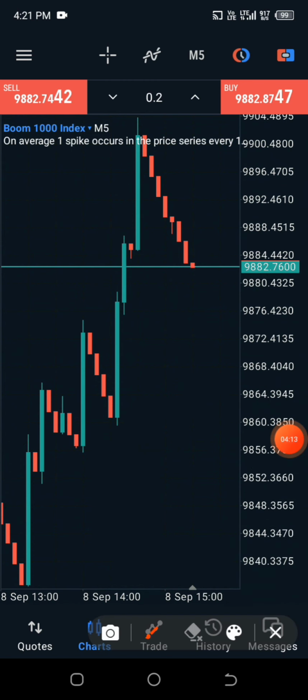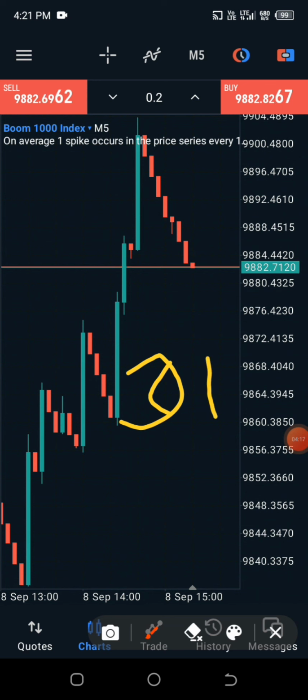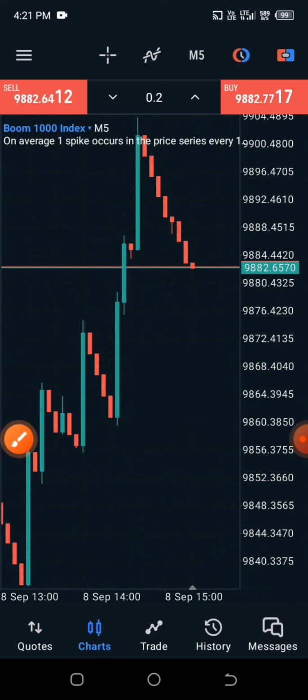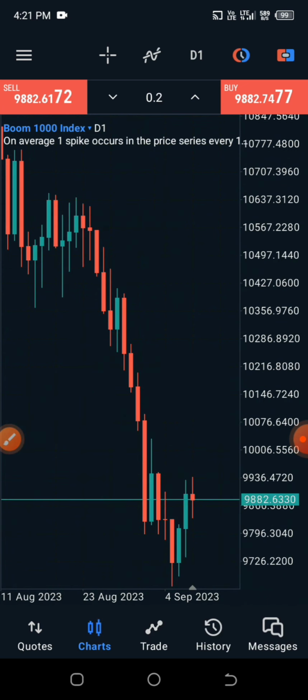The first thing you must do is open your candle on D1. This is the first thing you must do. All right, so let's do that immediately. Good. This is the D1 candle.